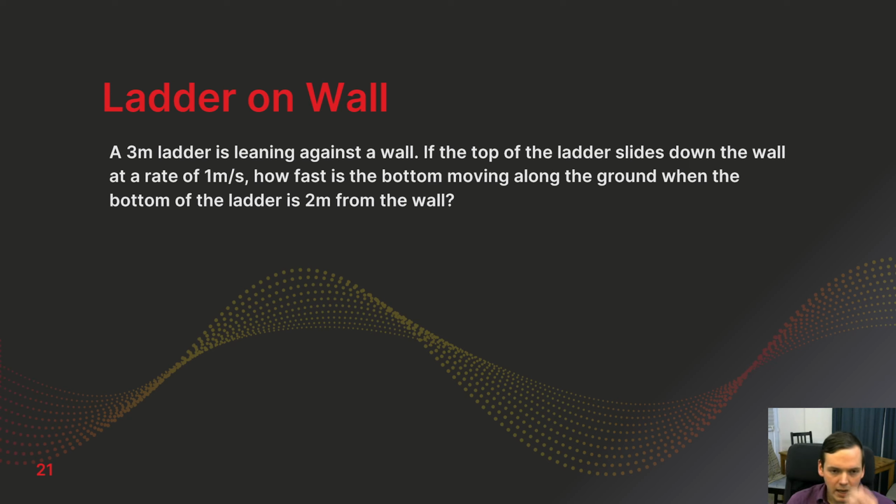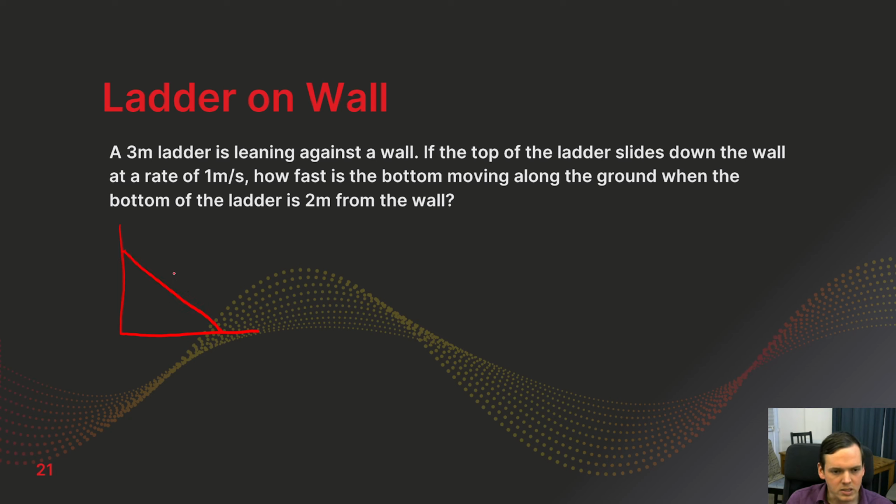A 3-meter ladder is leaning against a wall. If the top of the ladder slides down the wall at a rate of 1 meter per second, how fast is the bottom moving along the ground when the bottom of the ladder is 2 meters from the wall? So what are we looking at here? We're looking at a relationship between where it is on the wall and where it is on the ground, right? Just take a minute to look back, make sure that makes sense. We're comparing where it is on the wall to where it is on the ground.